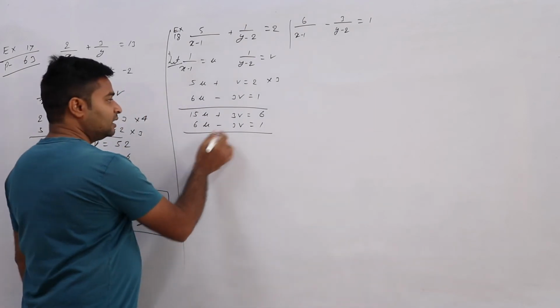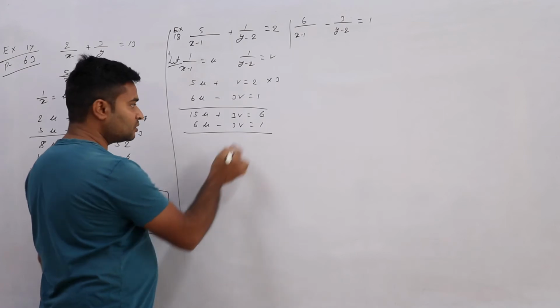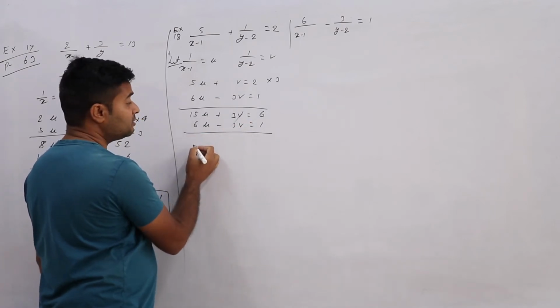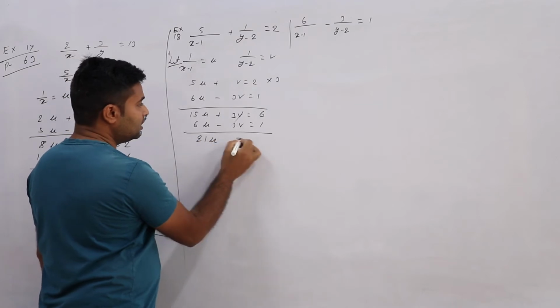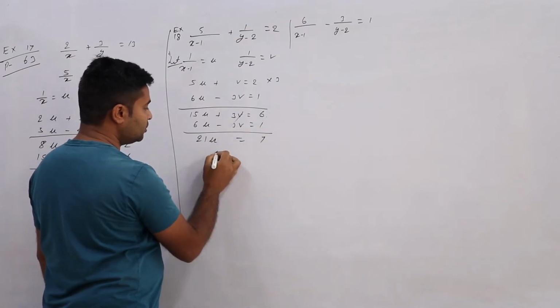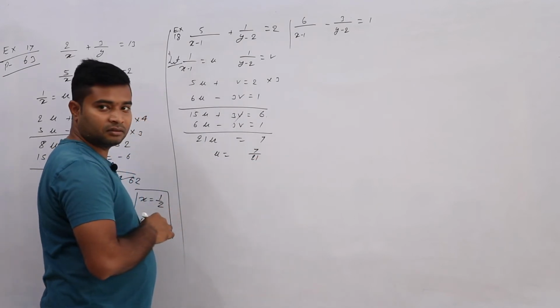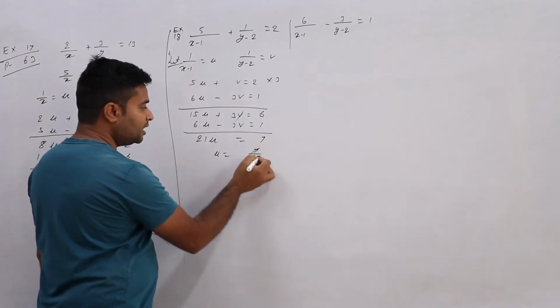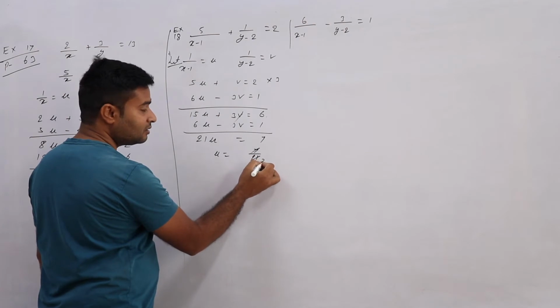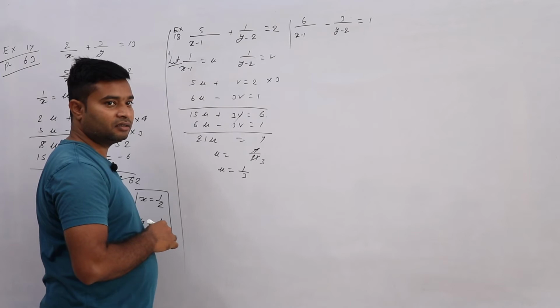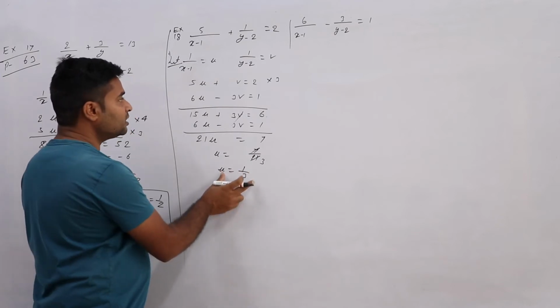So now this gets cancelled, right? So what will come here? 15 plus 6, 21. 6 plus 1, 7. So u is equal to 7 by 21. How many times? 3. So u is equal to 1 by 3.